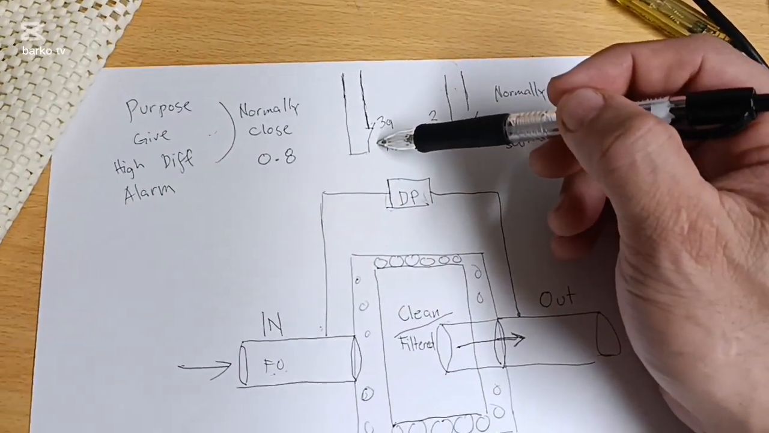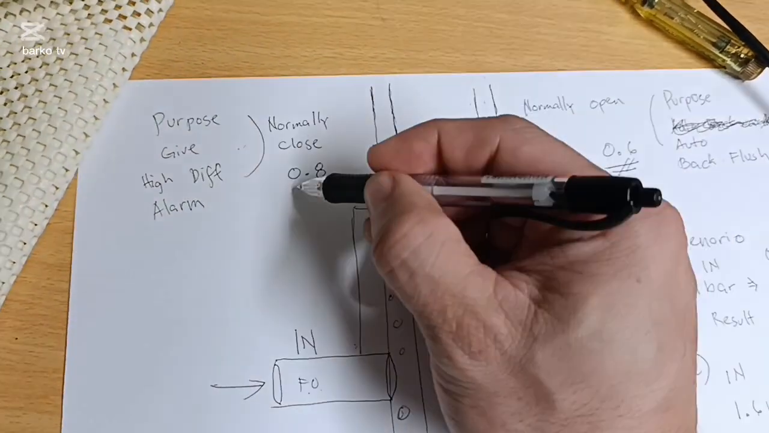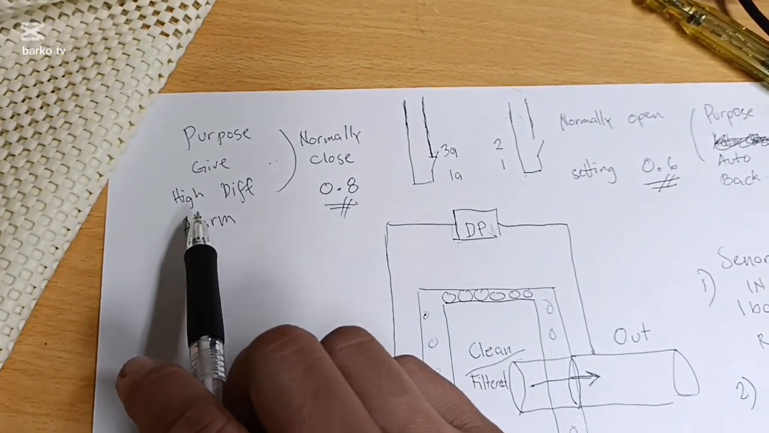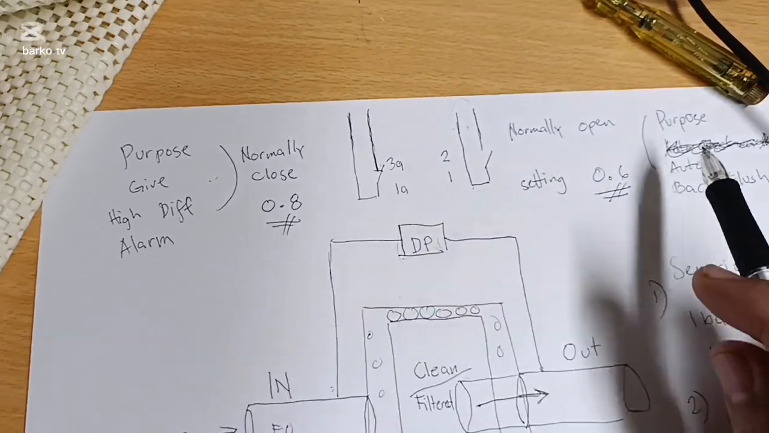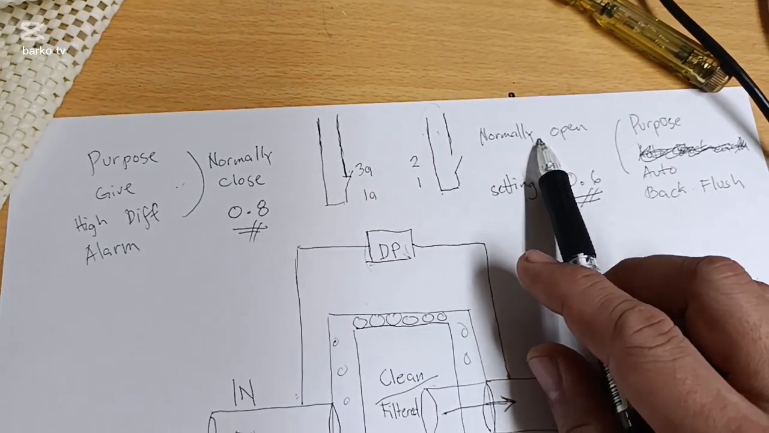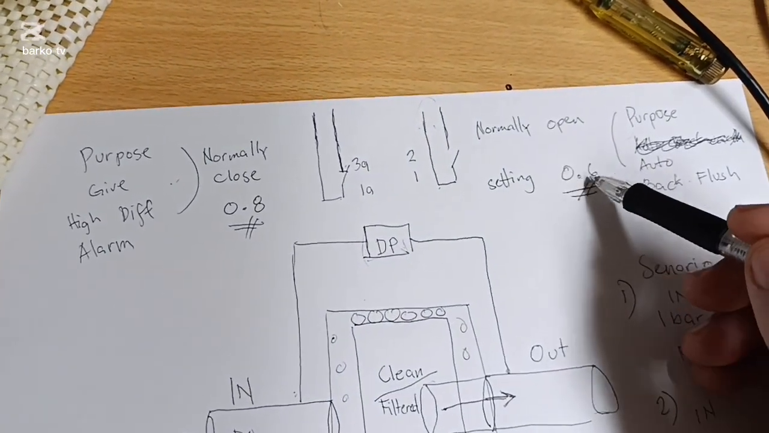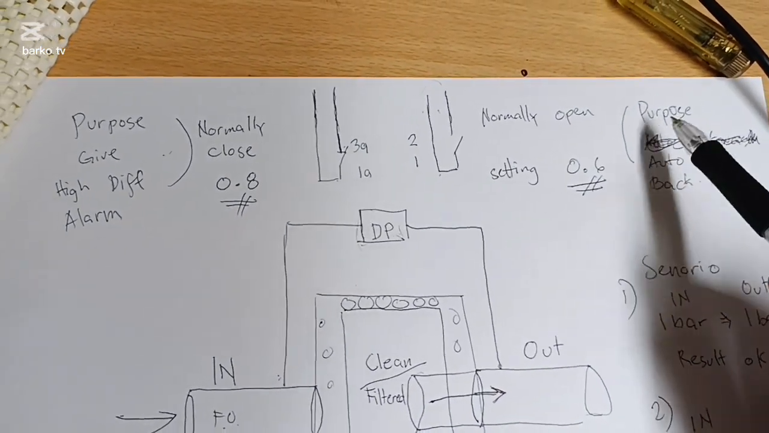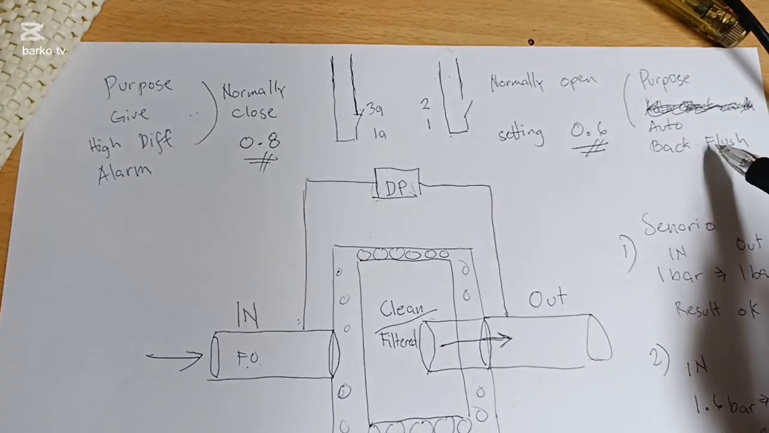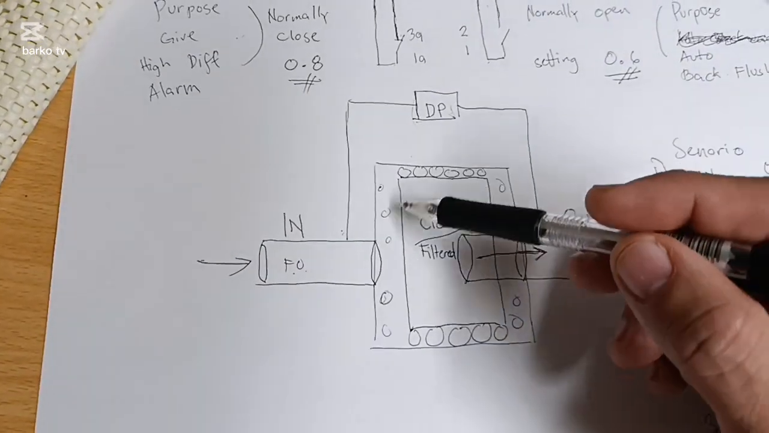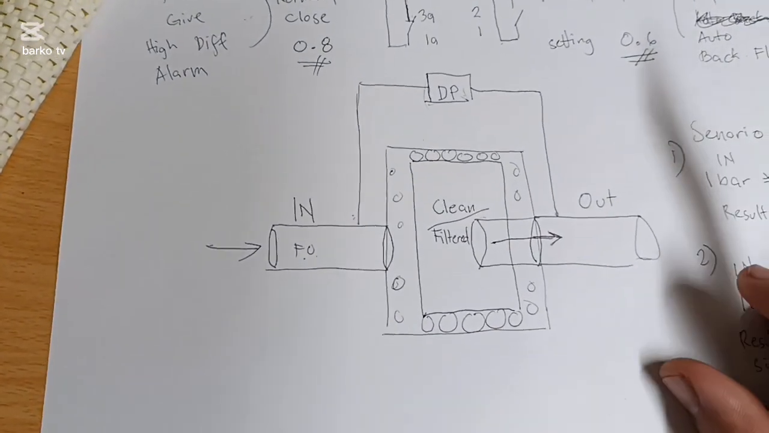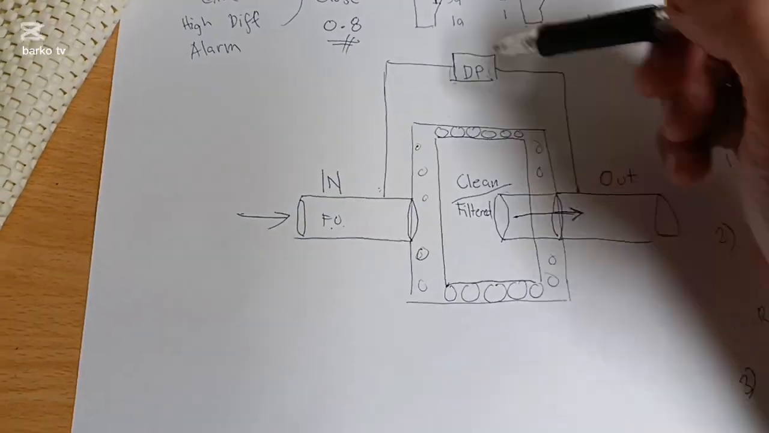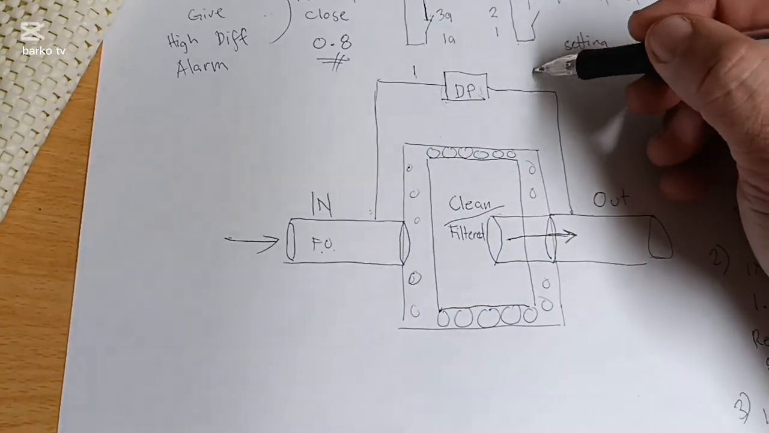One is the normally closed. If it reaches 0.8 bar, it gives an alarm, high differential pressure. Then the normally open: when it reaches 0.6 it will close, and then give a signal to the PLC that it needs to flush the system. For example, 1 bar here, then 1 bar here.